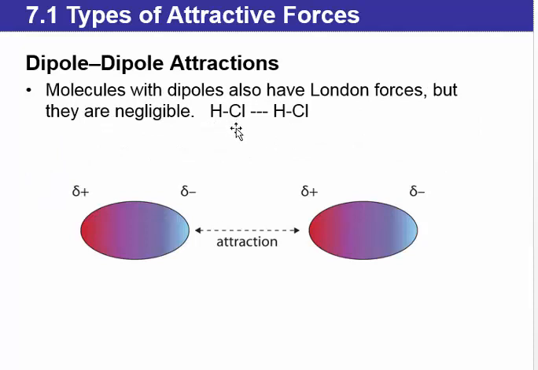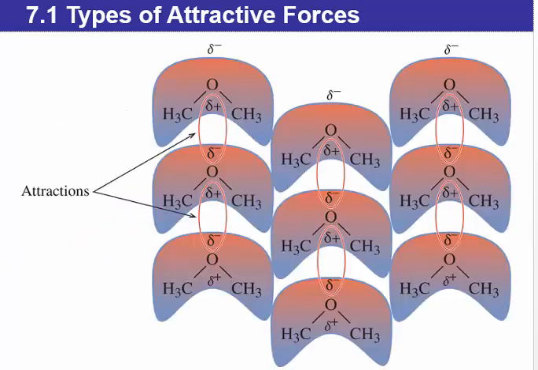HCl is a polar molecule. Chlorine has a much higher electronegativity than hydrogen, and in this molecule there's a permanent separation of charge where chlorine has a partial negative and hydrogen has a partial positive. And this partial negative on one hydrogen chloride molecule is going to be attracted to the partial positive of another hydrogen chloride molecule. So any molecule that is polar will exhibit a dipole-dipole intermolecular force.